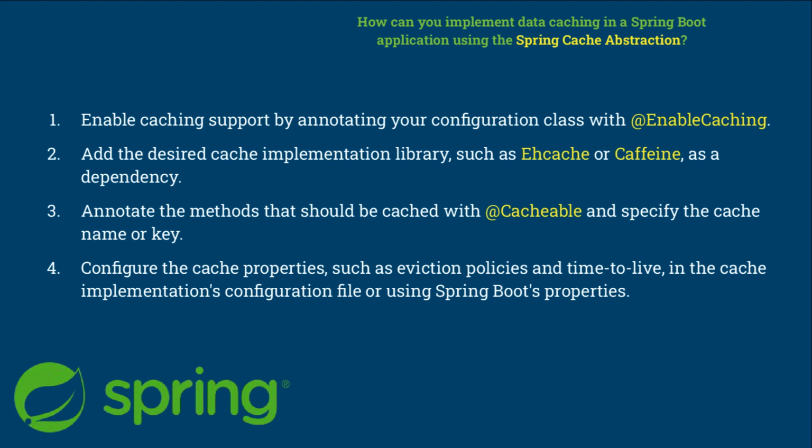Next, add the desired cache implementation library, such as Ehcache or Caffeine, as a dependency. Next, annotate the methods that should be cached with @Cacheable and specify the cache name or key. Then finally, configure the cache properties, such as eviction policies and time to live, in the cache implementation's configuration file or using Spring Boot's properties.